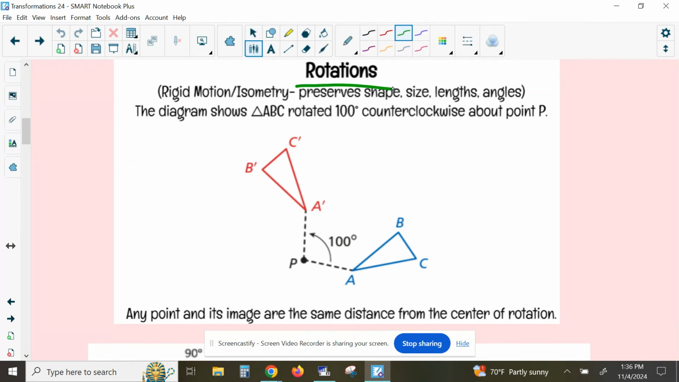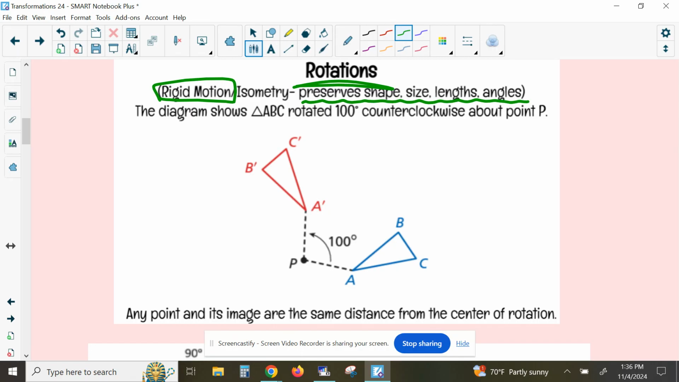Okay, so rotations. Rotations are rigid motions. What does a rigid motion mean? Same size, shape, all of that stuff. So these are rigid motions, which means it preserves your same size, shape, lengths, angles, all of those things, right? So we just have a picture. This is just an example of a figure that has been rotated.